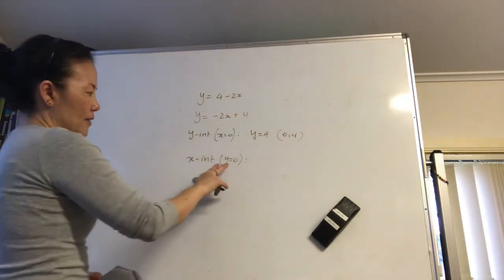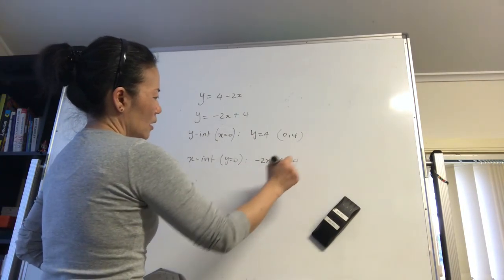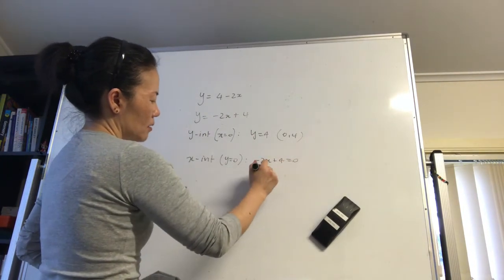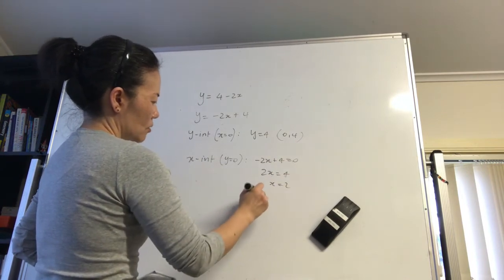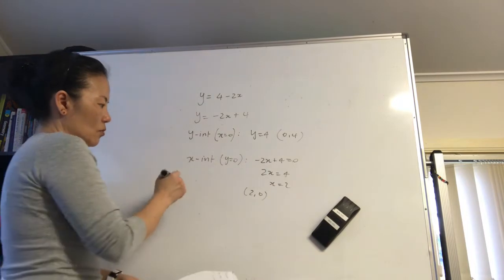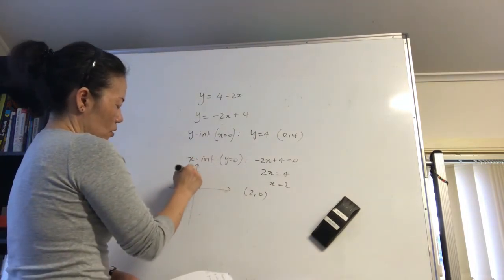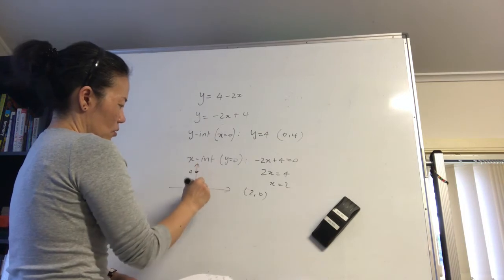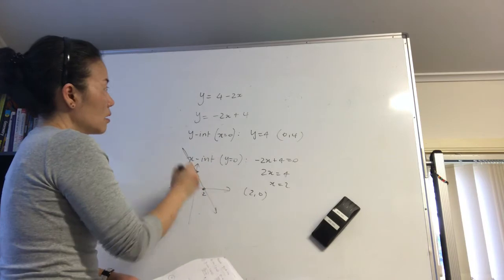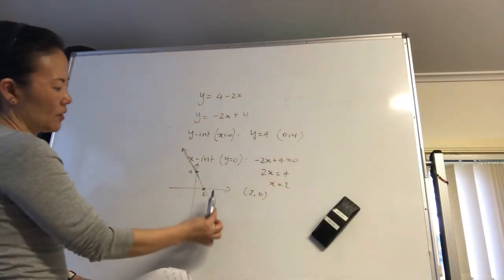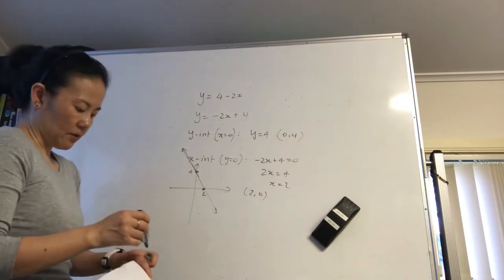Okay? And then when y equals 0, I'm going to swap this. X equals 2. So it'll be 2 and 0. Okay? So my graph will look like, that'll be 4, that'll be 2. So it's going like that. And it makes sense, right? Because it's going to the left. So it's a negative gradient.